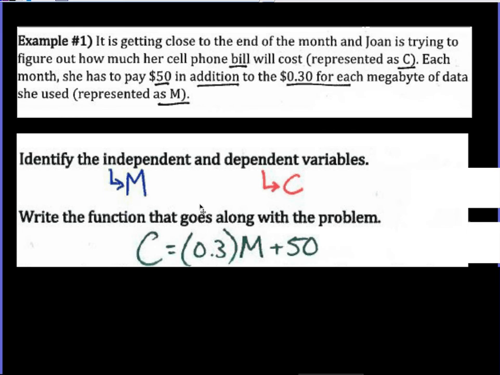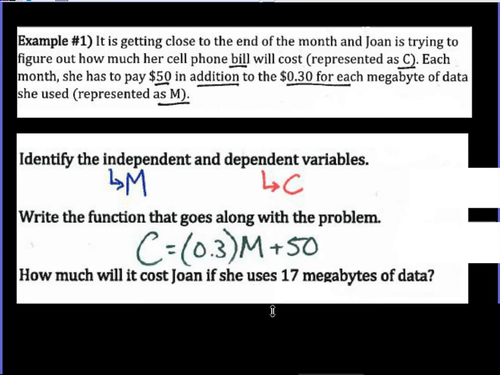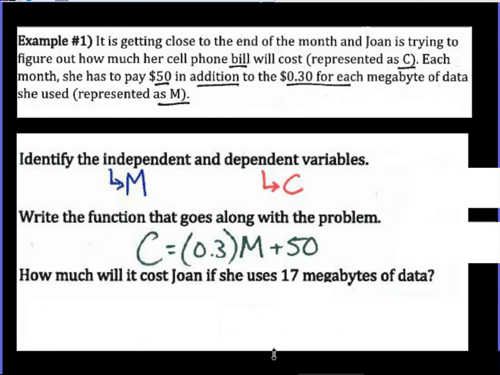And so we're making sure we used each of those parts. And so we have that the total bill is going to be that 30 cents per megabyte in addition to that $50 flat rate. All right, and so that last part is how much will it cost Joan if she uses 17 megabytes of data.